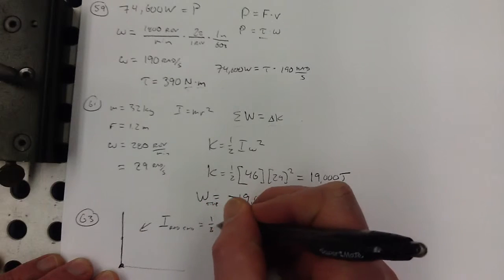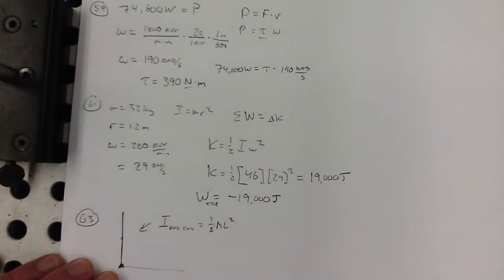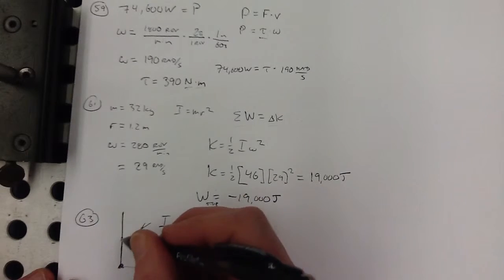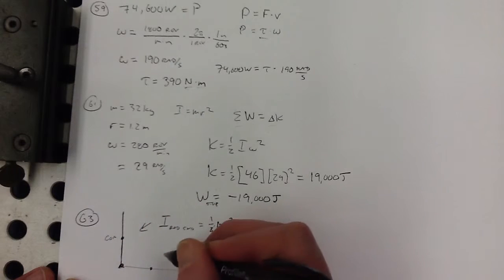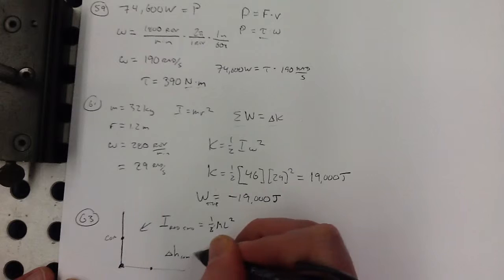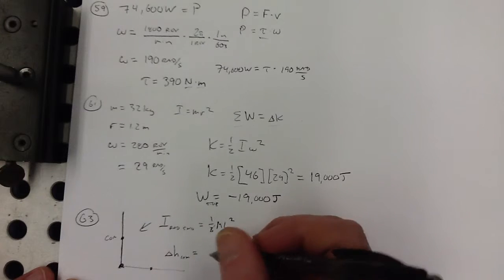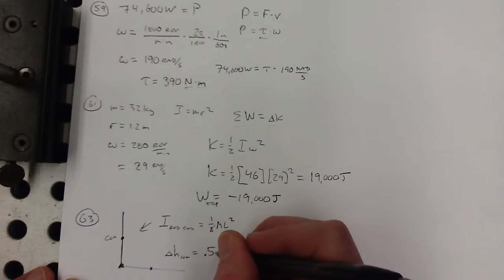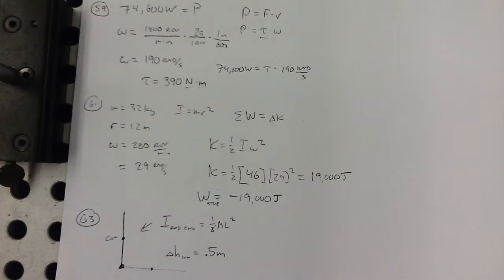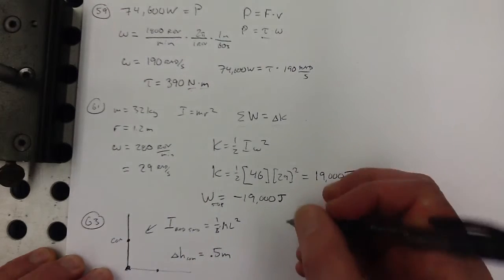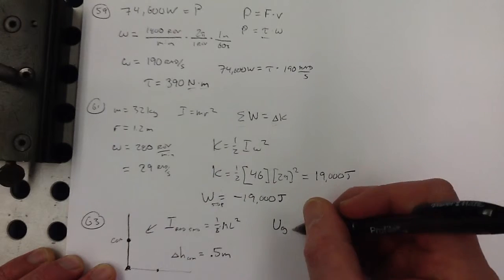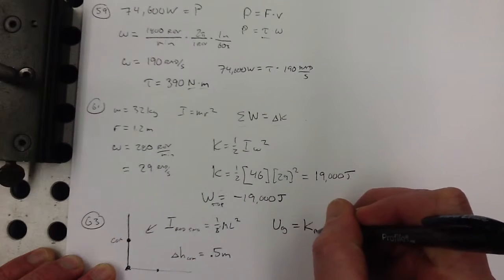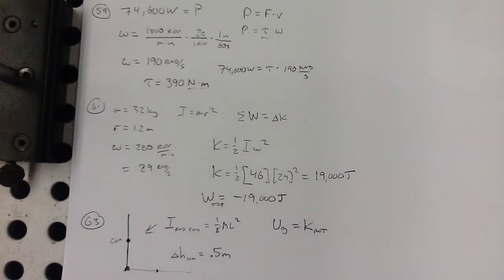The rotational inertia is 1/3 ml squared. And we know that the center of mass is going to go from here to here. So the change in the height of the center of mass is going to be 1/2 meter. It's going to drop by that much. So the conservation of energy equation here would be all the gravitational potential energy it has, because its center of mass is here, is going to turn into the rotational kinetic energy that it has when it hits the floor.